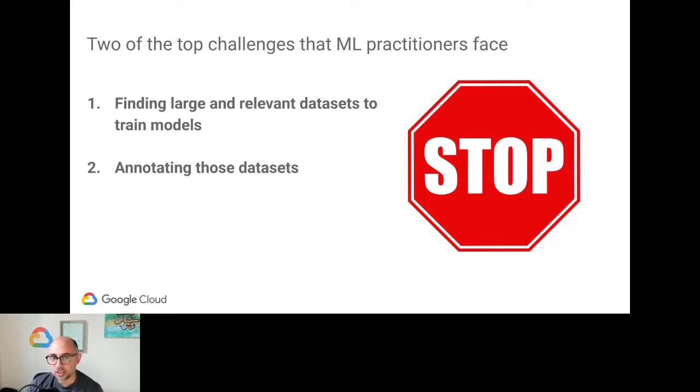The other challenge is how do you annotate those data sets? Annotation is the process where you go through data and tell the model, for example, if we're doing text annotation, this text means this. And you do it repeatedly for your data set so that the model can learn how to identify these entities, for example.